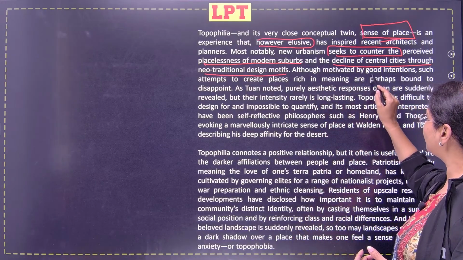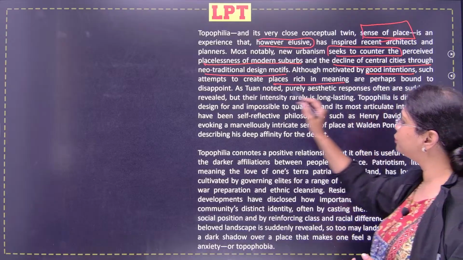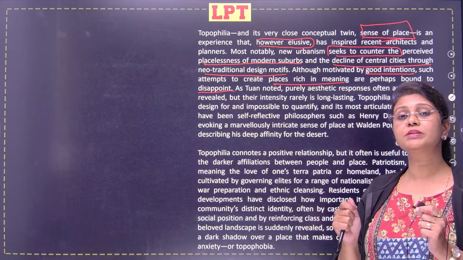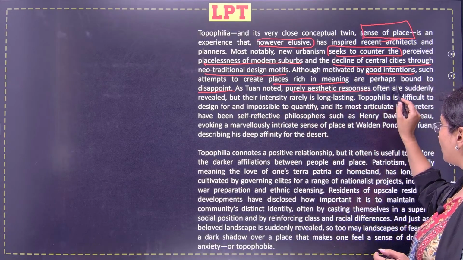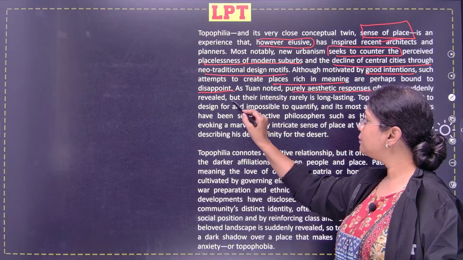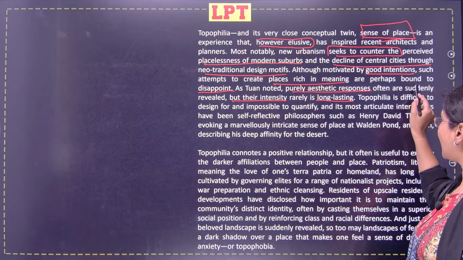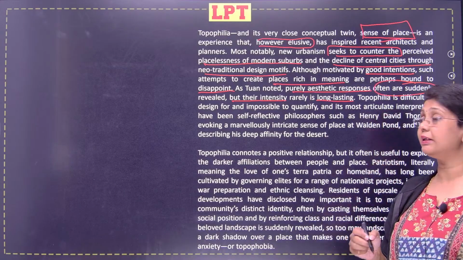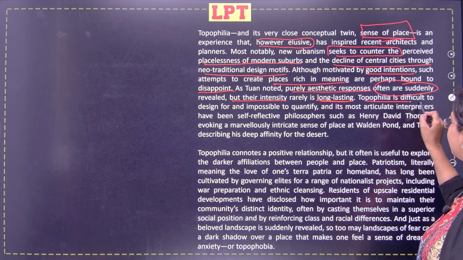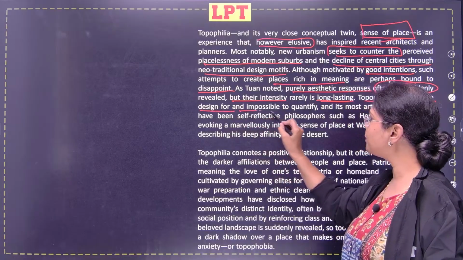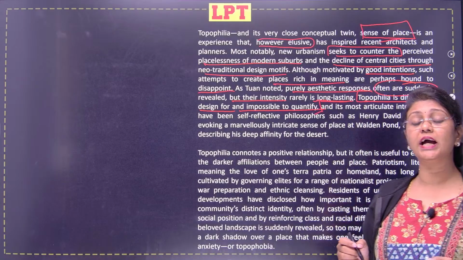Although motivated by good intentions, such attempts to create places rich in meaning are perhaps bound to disappoint. So here is the element of disappointment coming up. It says, as Joanne noted, purely aesthetic responses often are suddenly revealed, but their intensity rarely is long lasting. So these aesthetic responses are often suddenly revealed, but their intensity is rarely long lasting. Topophilia is difficult to design for and impossible to quantify. Now this is important. So what the author is saying is that topophilia is difficult to quantify.